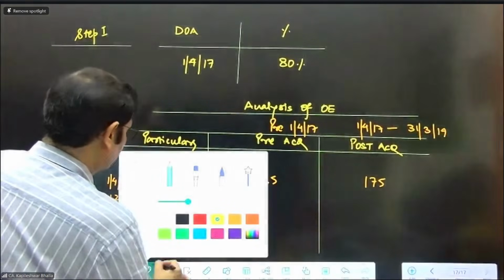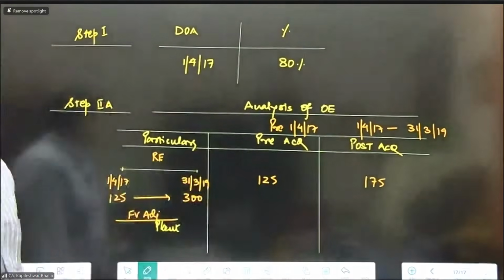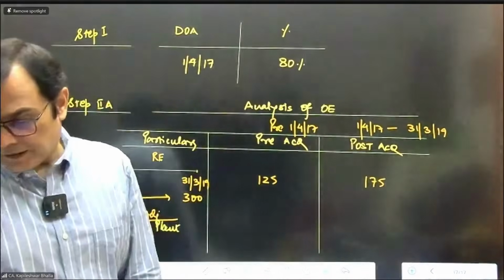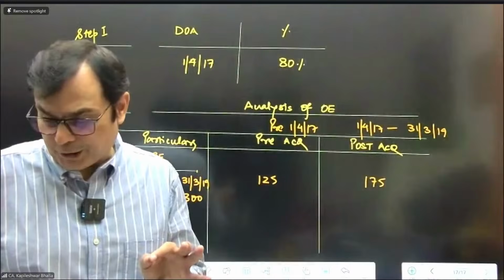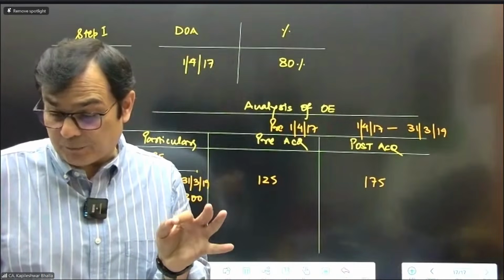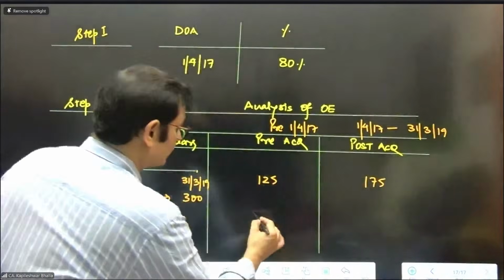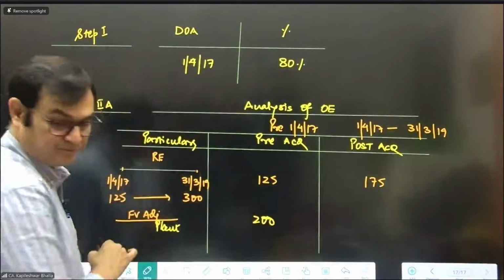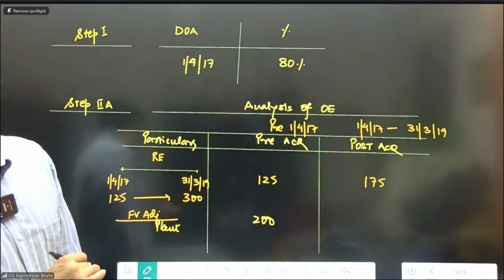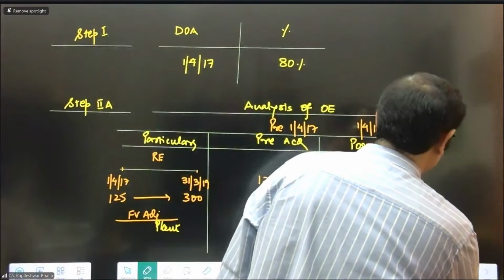On the fair value adjustments, I think we're given the information for a plant. In point number 1 in the additional information, the fair value of the plant exceeded the book value by 2 lakhs, which means 200. That is the fair value adjustment. And it has got a life of 5 years. So we need to consider the additional depreciation as well.